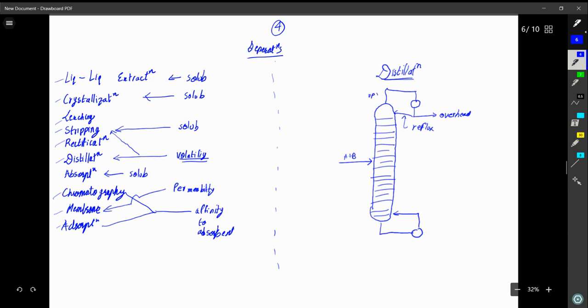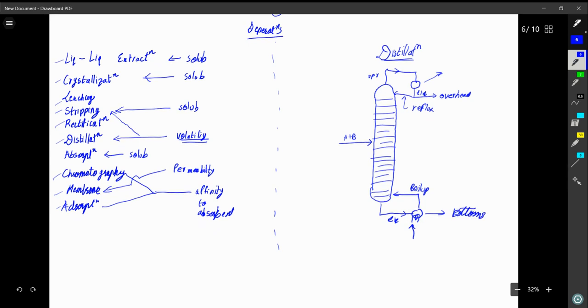As you see, this is vapor coming up. This is liquid coming down. Heat is given in here, and heat is taken out here. So this is a liquid now. The vapor is condensed into a liquid. Here there is a liquid which is boiled. What goes back is called boil up. What comes out is called bottoms.